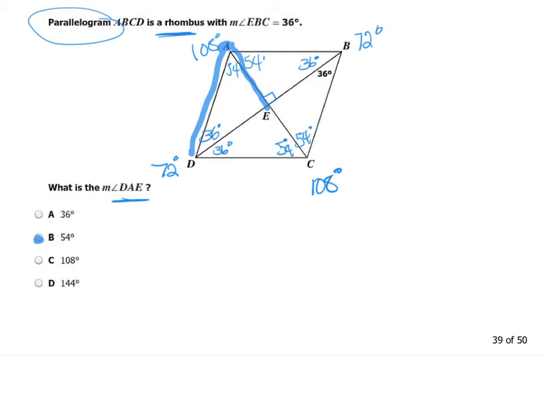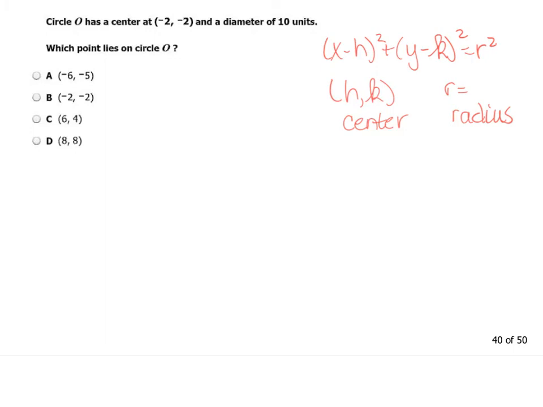For this particular problem, the formula is given on the formula sheet, and how to read it is also given. It says we have a circle with a center of -2, -2. If I were to write out my equation, it would be (x plus 2) squared plus (y plus 2) squared is equal to r squared. If you're given the diameter, the radius is half the diameter. So the radius in this case is 5, and 5 squared is 25.